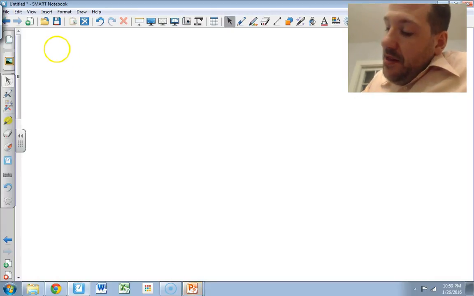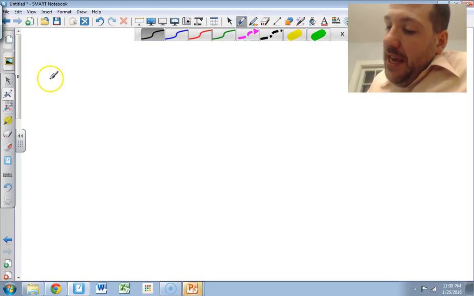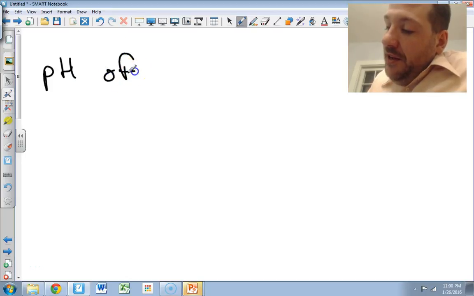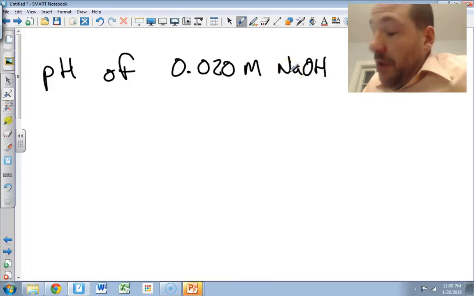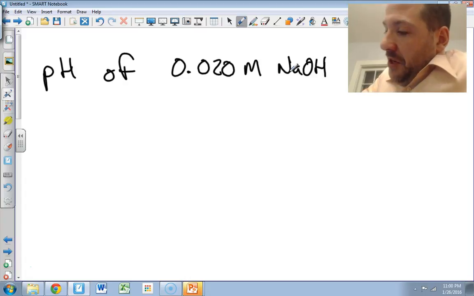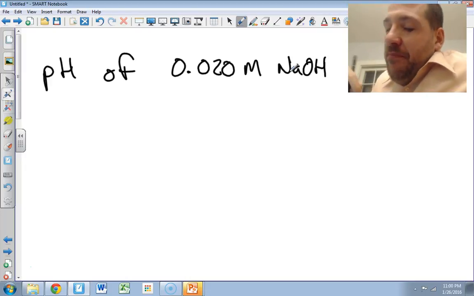So let's try to find the pH of 0.020 molar sodium hydroxide. Now, this is a strong acid, or strong base, excuse me. So I'm looking right at it here. And that strong base, well, we should be able to figure out what the pH of it is. Now, the chemistry can be a little strange, but follow me on this.